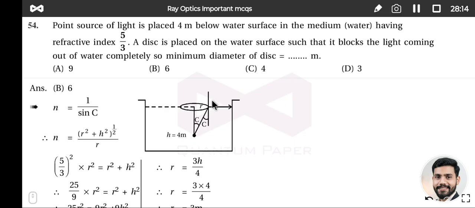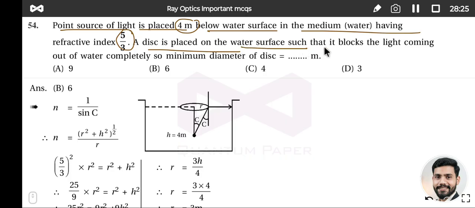Look at the next question. A point source of light is placed 4 meter below the water surface, in a medium having refractive index 5 by 3. A disc is placed on the water surface such that it blocks the light coming out of the water completely. The minimum diameter of the disc is? So one object is placed 4 meter deep, and a disc is placed on the surface such that it blocks the light. We have to find the diameter.